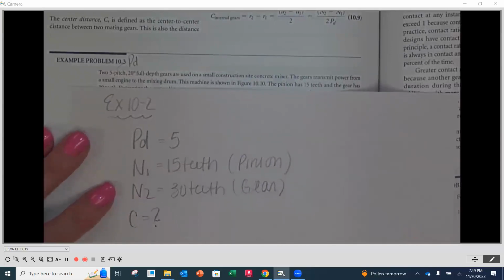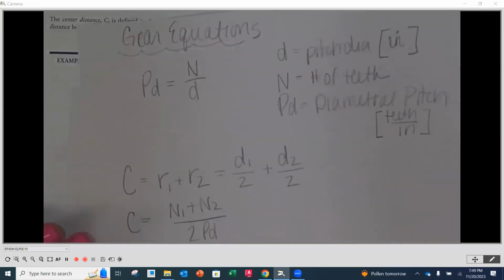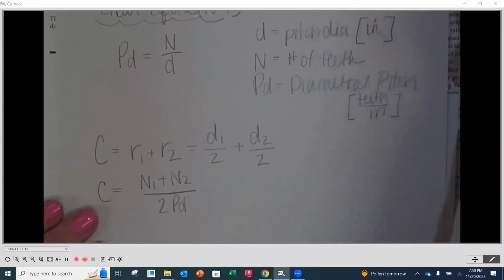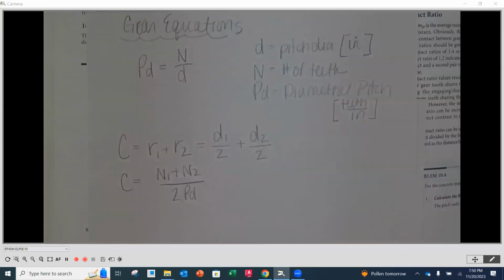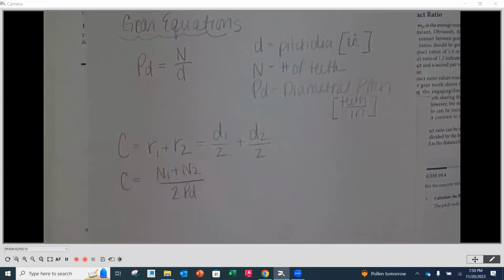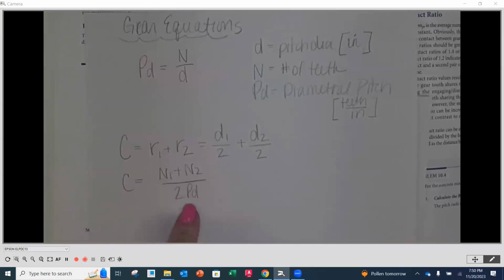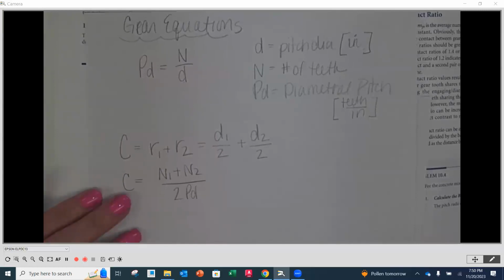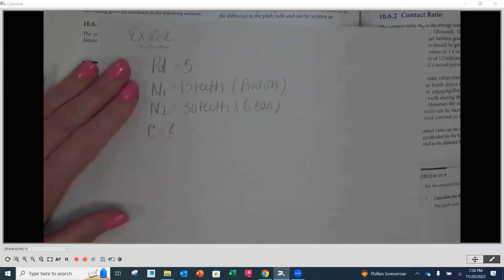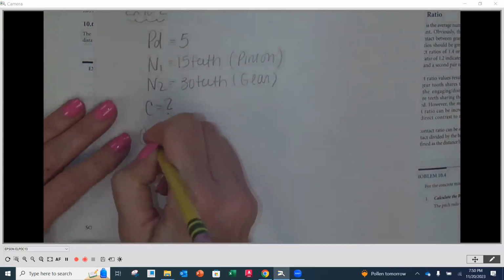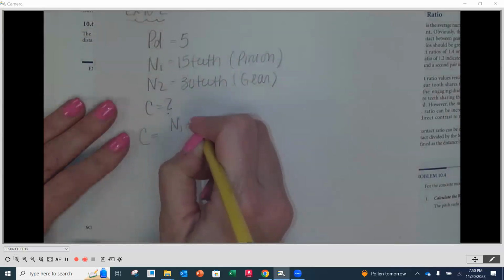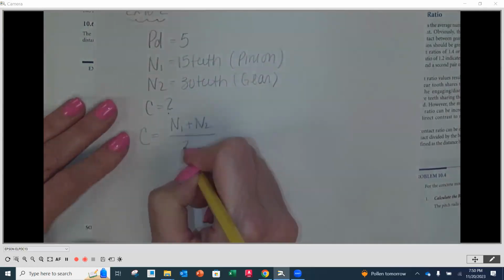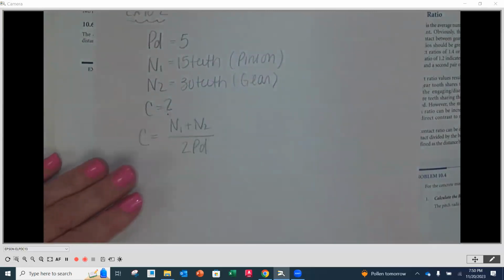So we go to our equation sheet and we see, oh, look at that. There are 2 equations for center distance. The first one needs pitch diameters, and we don't have any pitch diameters. But the second one has number of teeth and diametral pitch. Ding, ding, ding, that's the one we want to use. To find this center distance, I'm going to write our equation out in variable form first: N1 plus N2 divided by 2 times the diametral pitch.